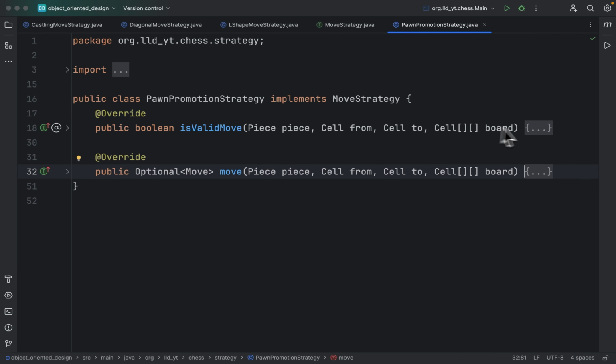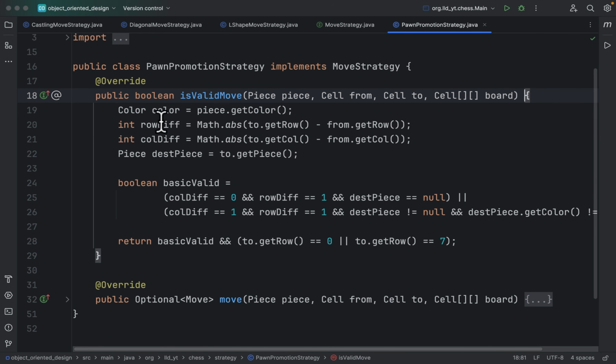Now coming to the soldier promotion strategy, over here I'm getting the row difference and the column difference, right? And the piece which is present on the destination cell, it can be null or it can be some piece. So in order to check whether this move is valid or not, we have two conditions. The first one is, let's say the soldier is moving in the same lane or same line. So in that case, column difference should be 0 and the row difference should be 1. And obviously we cannot capture other piece, right? So the destination piece should be null.